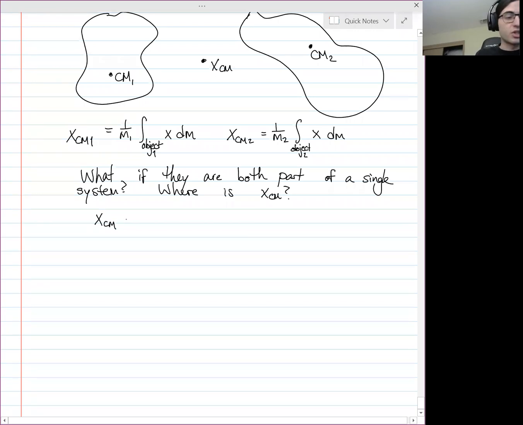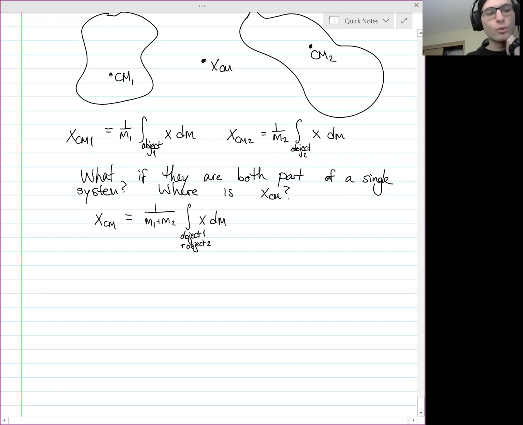The center of mass position is just 1 divided by the total mass of the system times an integral over the two objects, object 1 plus object 2. And when I say plus, I mean just integrate over both things. And then we have x times dm.